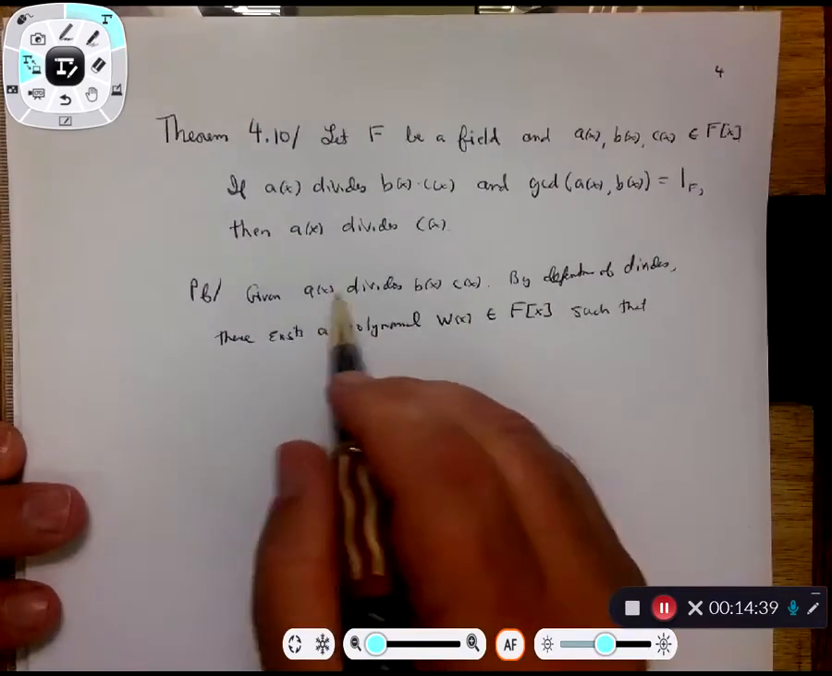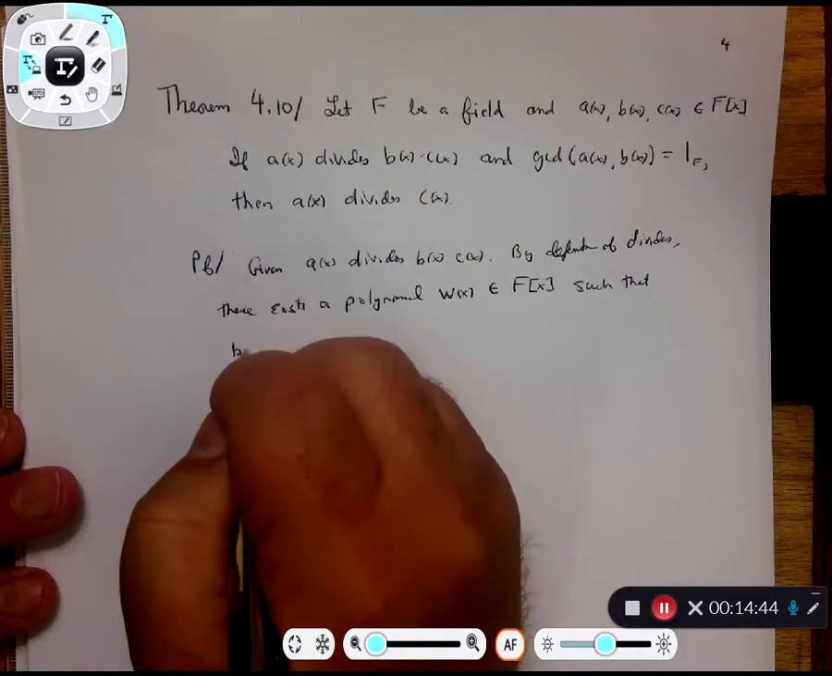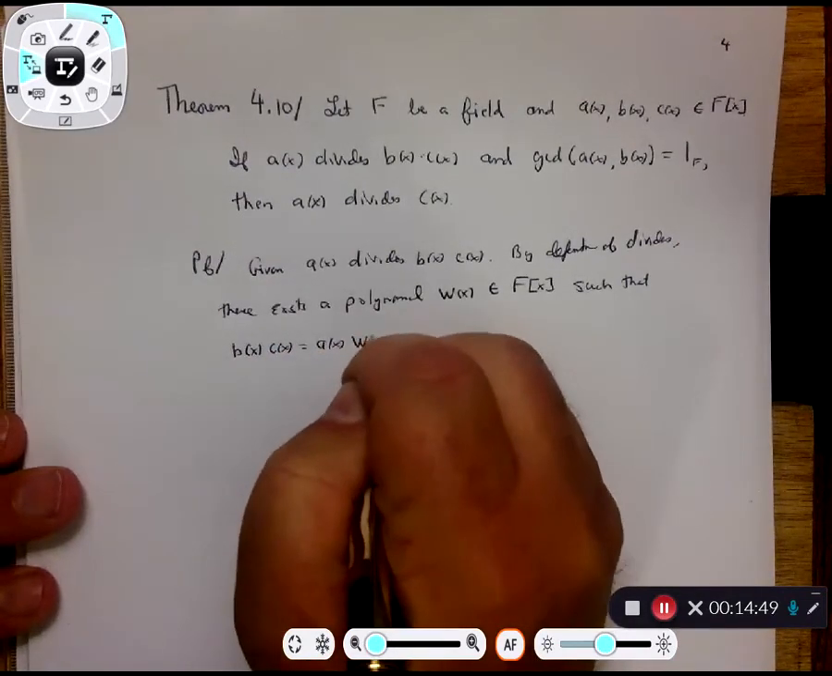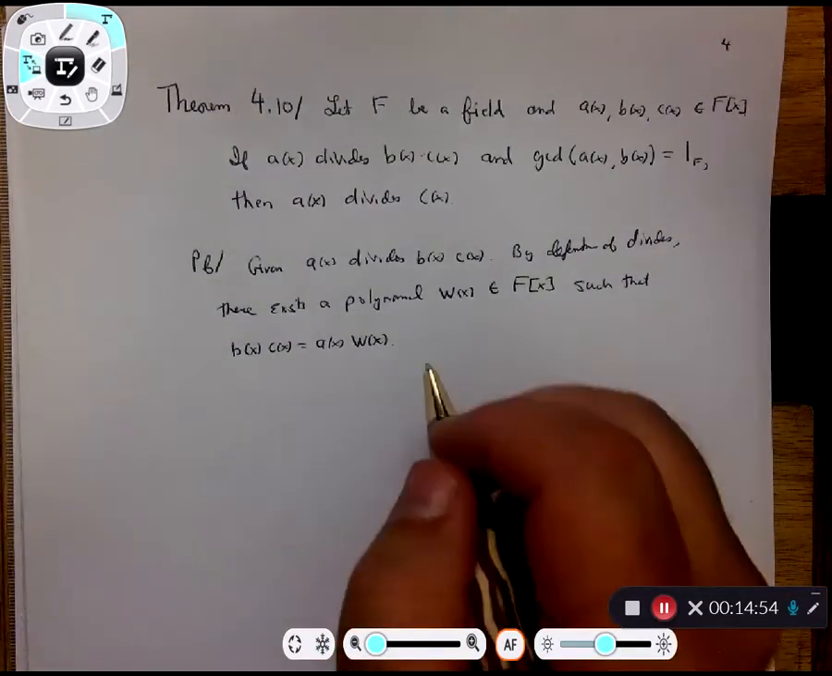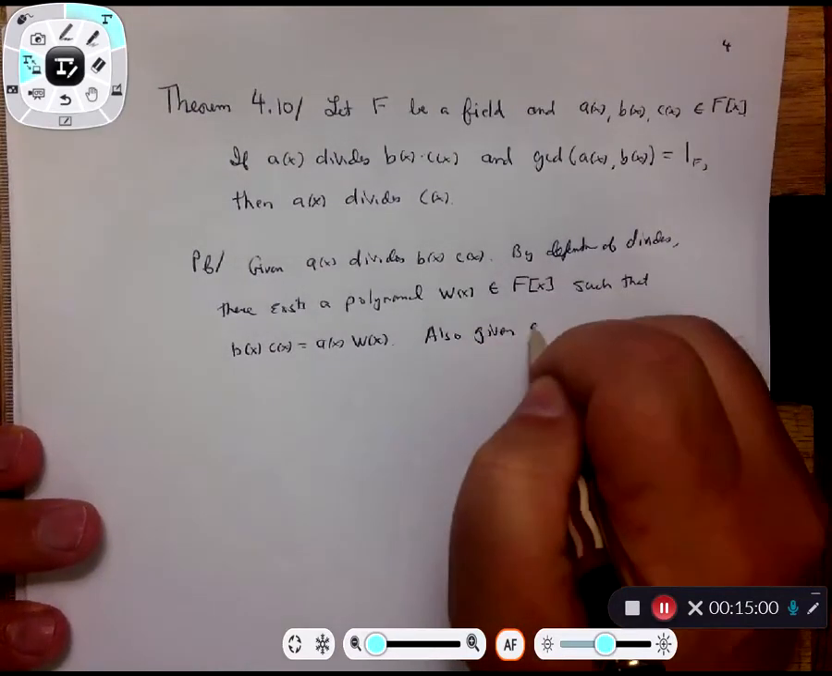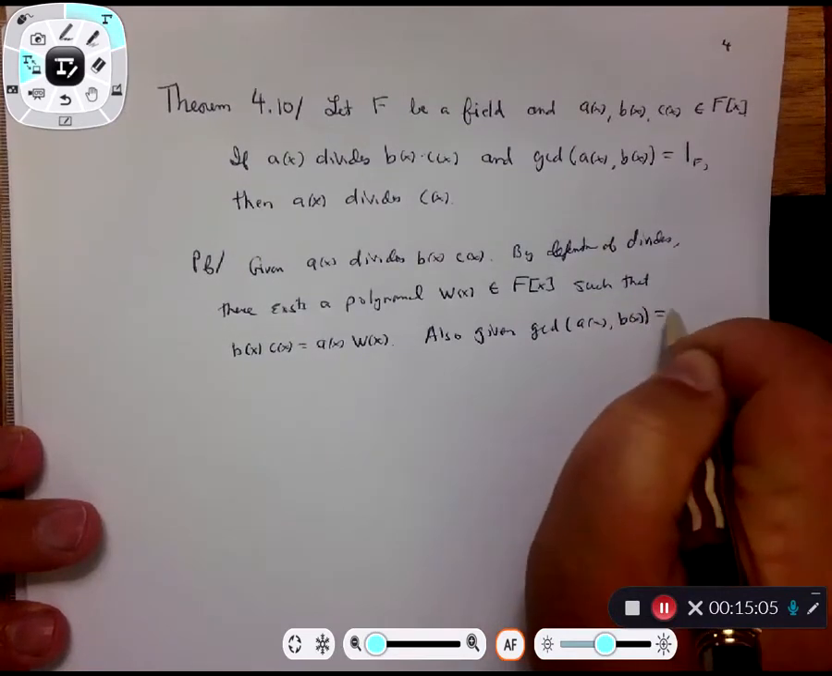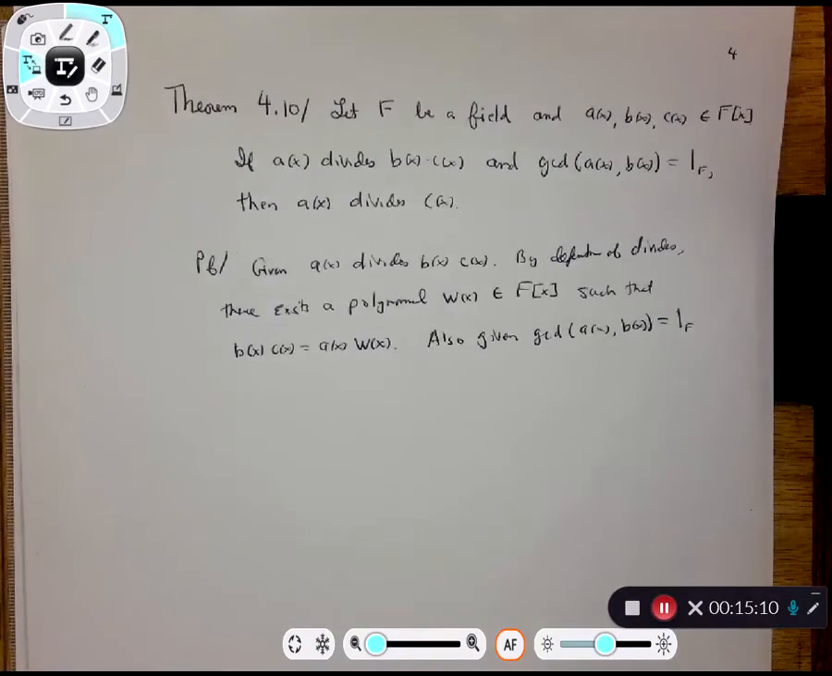Now if a of x divides b of x times c of x, who's bigger? B of x times c of x. Such that b of x times c of x would be equal to a of x times w of x. And also given the GCD of A of x and B of x is equal to 1 in your field. Well, the only thing I can do with the GCD of two polynomials equals 1 is Theorem 4.8.